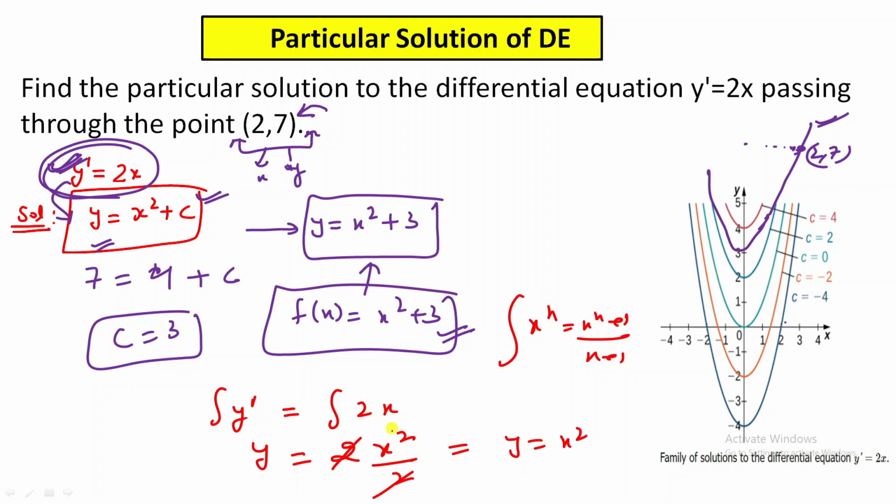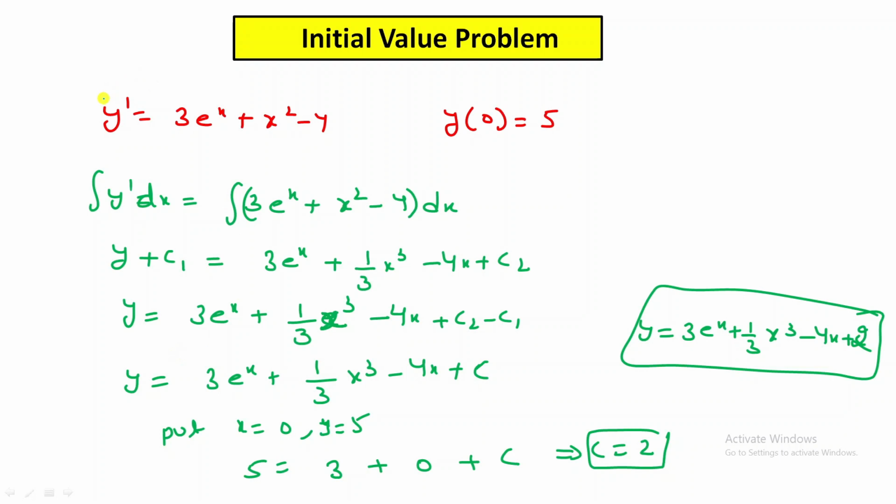And when we do the integration in this way, we add the constant also. I hope you recall. So y equal to x square plus c. In this way, with the help of integration or other methods, we can reach this solution. Now sometimes the question is given in the form of initial value problems.